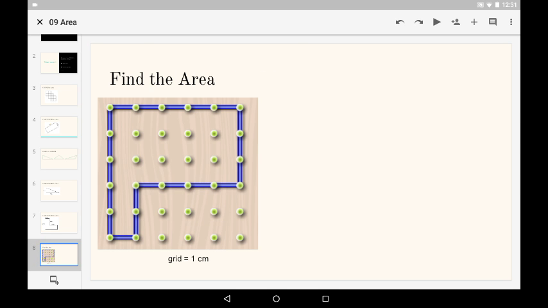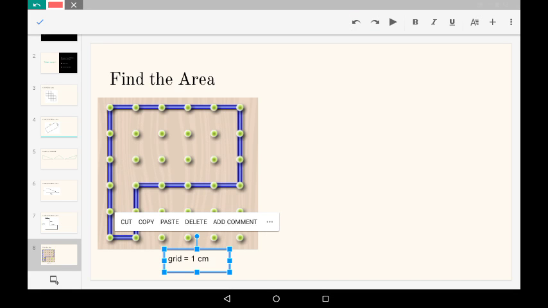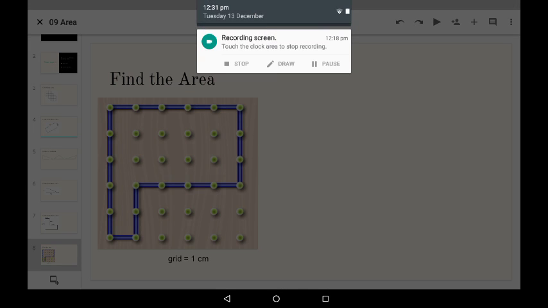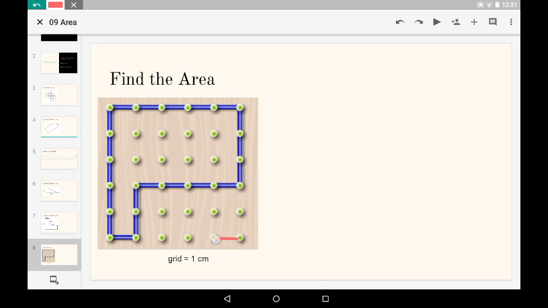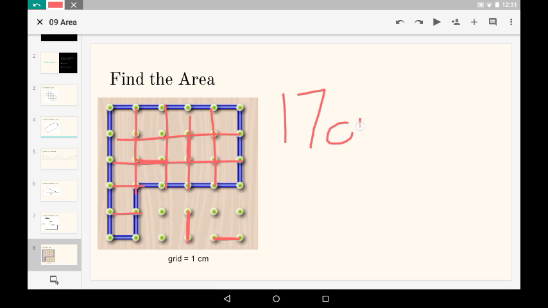Okay, last example. This is kind of like the first one. We have some units here. It says that our grid is centimeters. So that means that this is 1 centimeter, this is 1 centimeter, this is 1 centimeter, this is 1 centimeter, etc. So the area, you just have to think about this like those little boxes. How many square centimeters do I have? Well, I have 1, 2, 3, 4, 5, 6, 7, 8, 9, 10, 11, 12, 13, 14, 15, 16, 17 square centimeters. So my area is 17 centimeters squared.